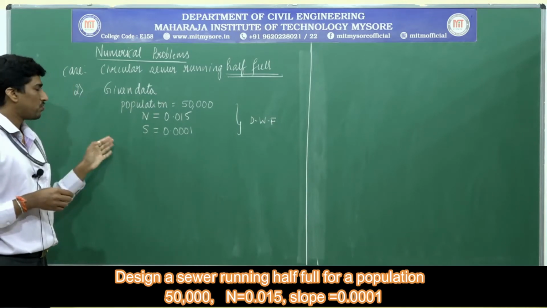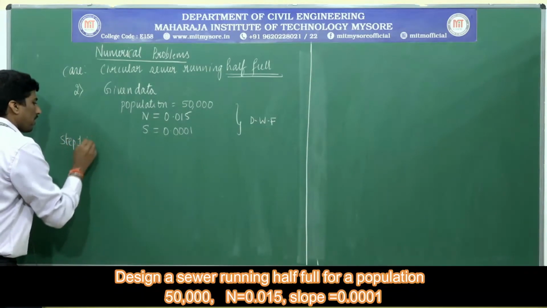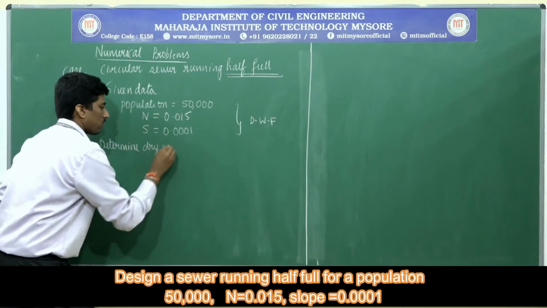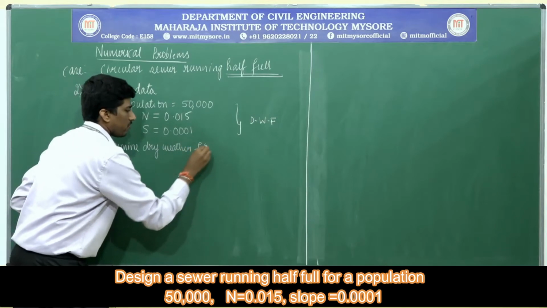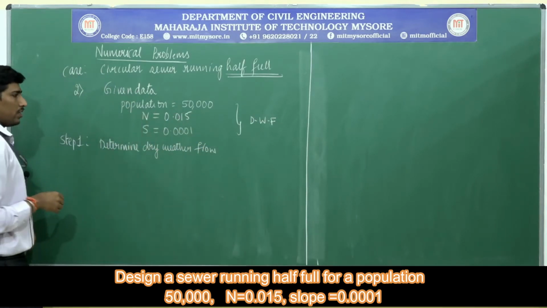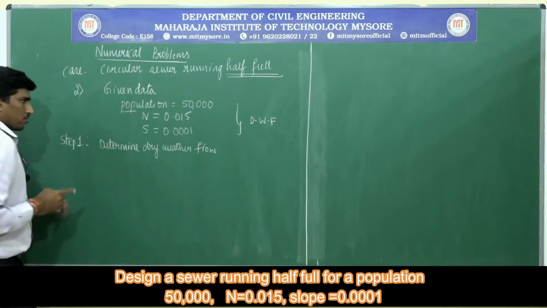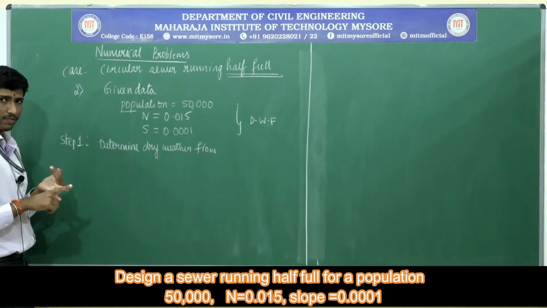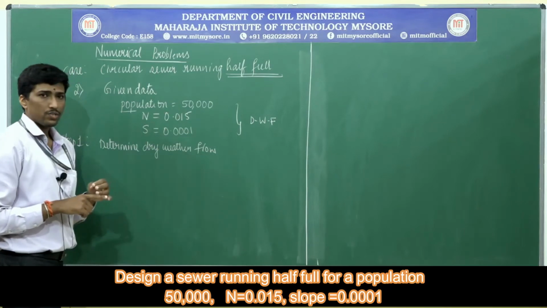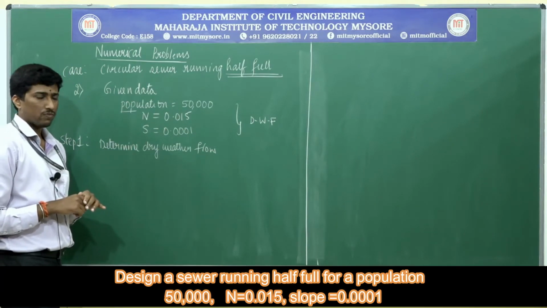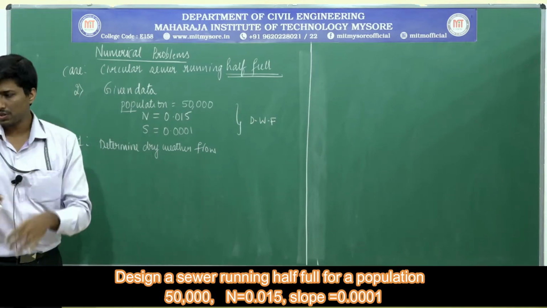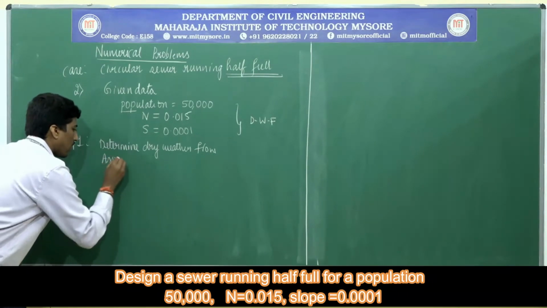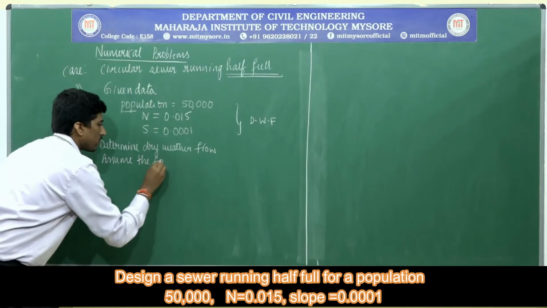Now, let us make an assumption. Step 1, determine dry weather flow. In order to determine the dry weather flow, you need to utilize the population. We cannot only utilize the population, we need to estimate based upon the per capita as well as the peak factors to be considered. Let us get to know by using all those considerations. In this regard, we need to make certain assumptions. Assume the following conditions.